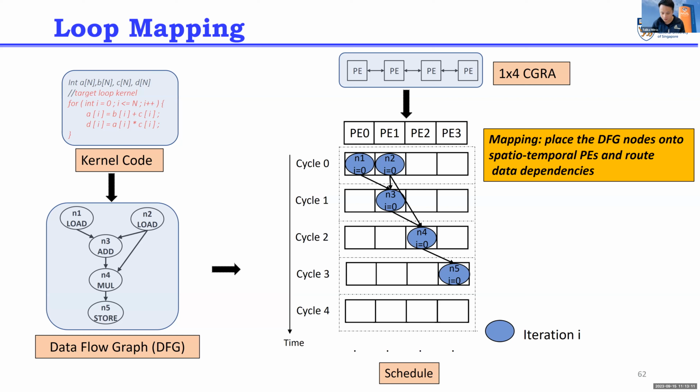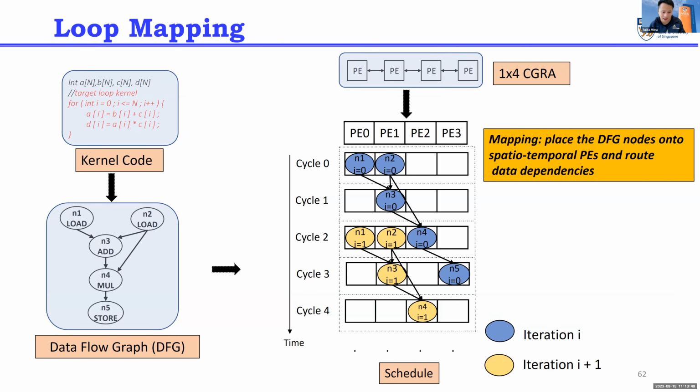And at cycle 3, we still place N5 here to execute the next iteration I+1. Actually, we don't need to start at cycle 4. We can start at cycle 2. So at cycle 2, we can execute node N1 and N2, and at cycle 3, we execute N3 and N4. Meanwhile, you can find that the time difference between iteration I and iteration I+1 is 2 cycles.